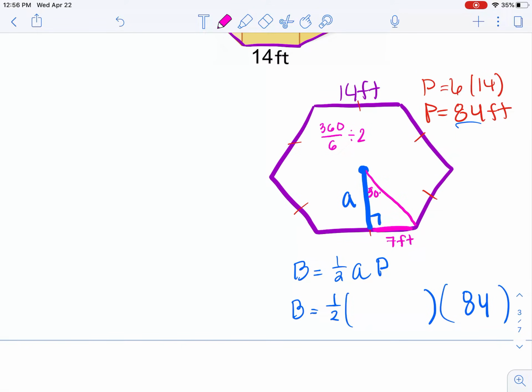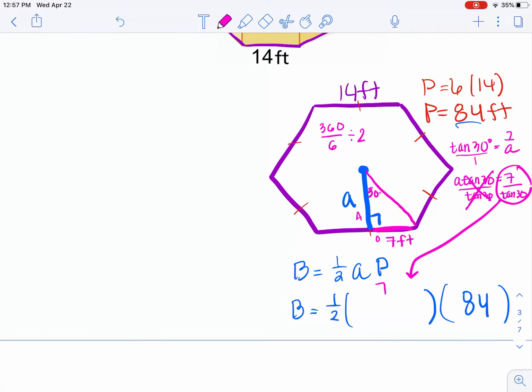Okay, so finding the apothem, this is opposite and adjacent. Opposite, adjacent. So we're using tangent. So tangent of 30 degrees is equal to opposite, which is 7, over adjacent, which is A. Cross multiply, A times tangent 30 is equal to 7, and then divide both sides by tangent 30. So this right here is your apothem, right? So A is equal to that, so you're going to put that right there.